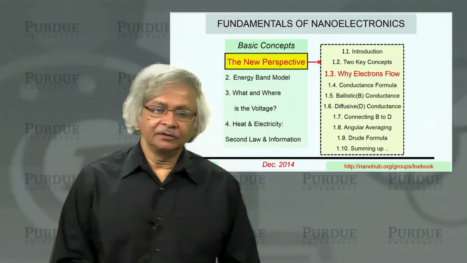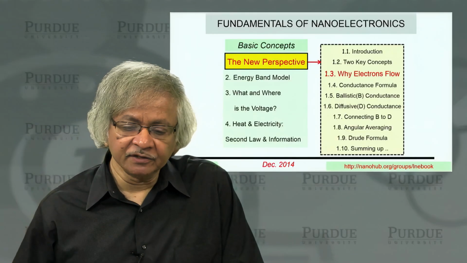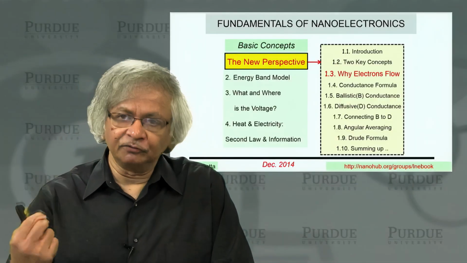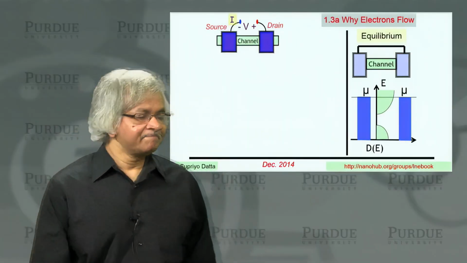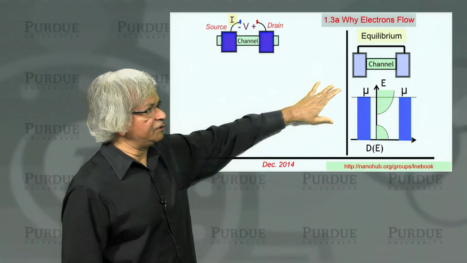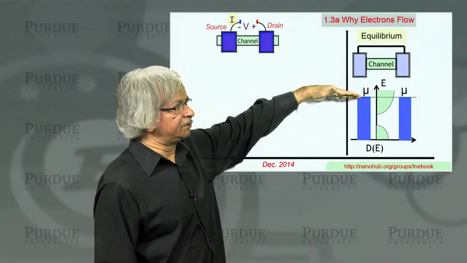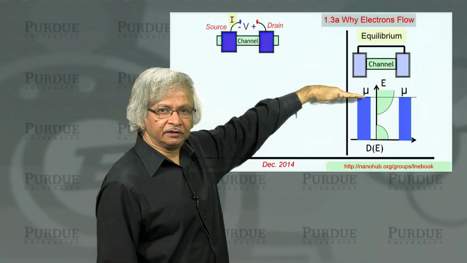Welcome back to the first unit of our course, the new perspective. This is the third lecture where we'll talk about current flow and obtain an expression for the current through a nano device. As we discussed in the last lecture, the first thing you need is the density of states and the electrochemical potential, which tells you how far these states are filled.